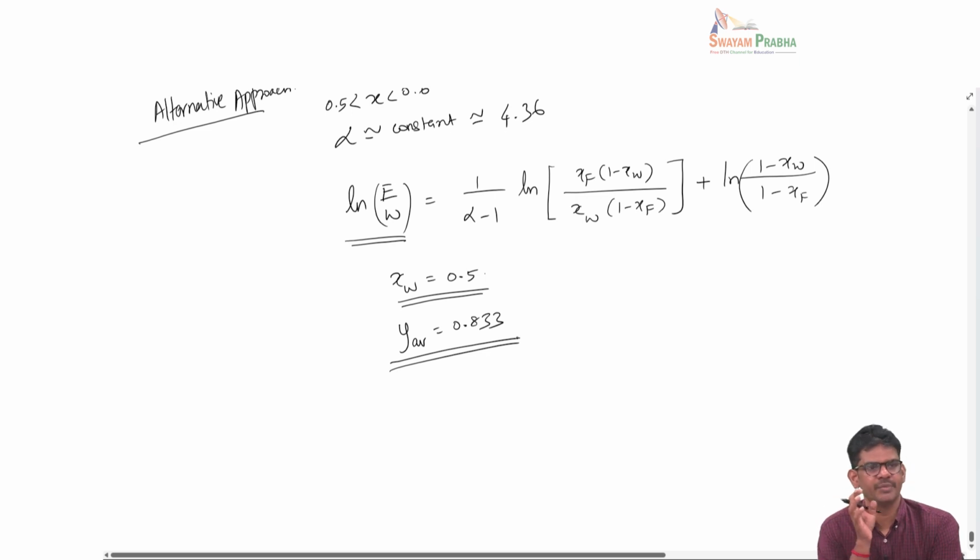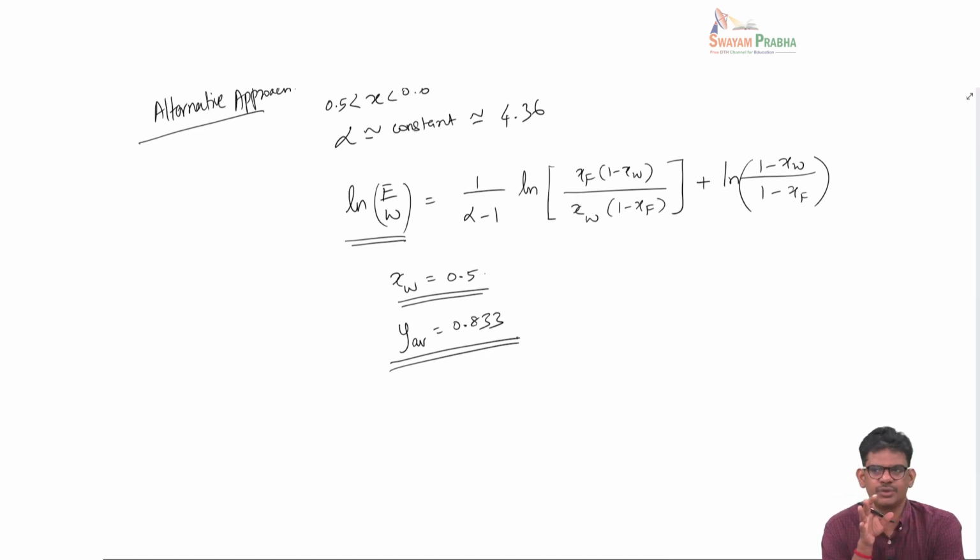So the point I am trying to make here is that even though the VLE can show that the relative volatility can be very different across the composition from 0 to 1, for a very narrow range, alpha can be considered constant, and whether you do it numerically or analytically here, you will get similar results. Okay, so I want you to understand these approaches. You have to use them depending upon how much time you have and how much accuracy you want.